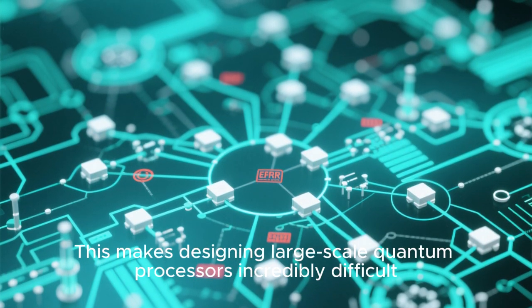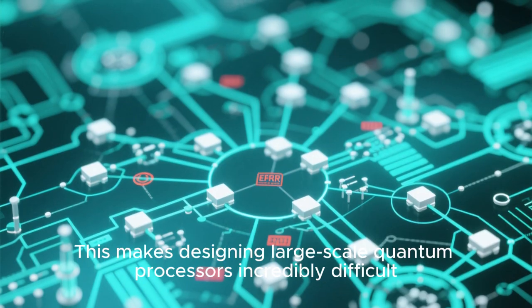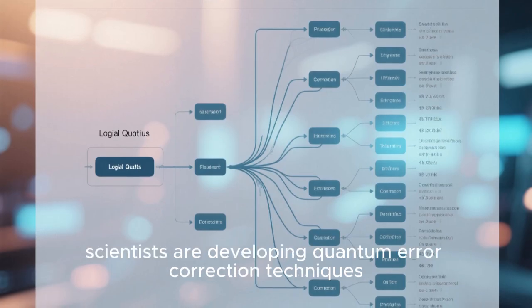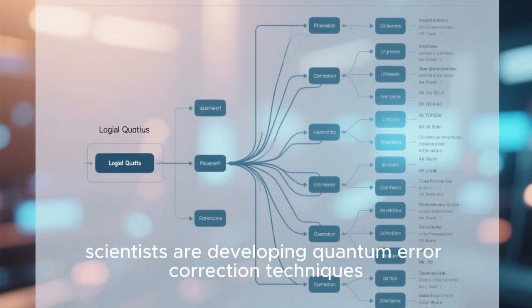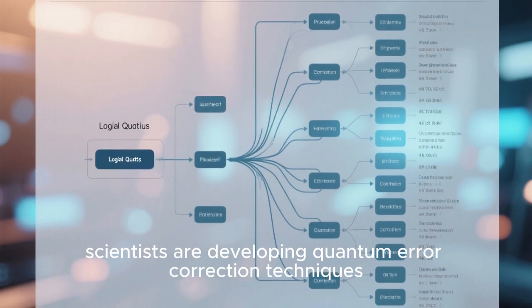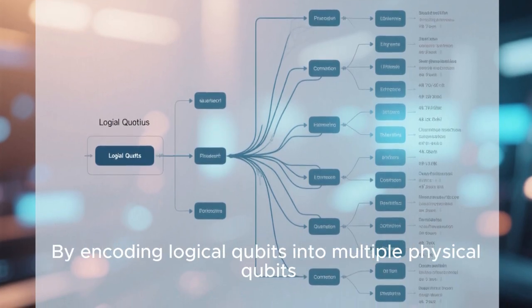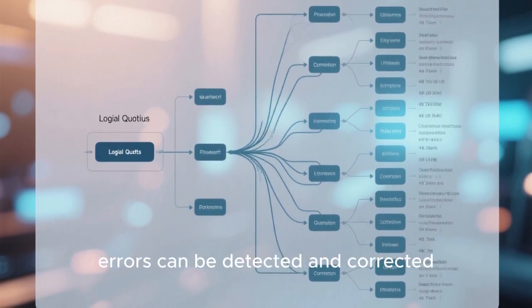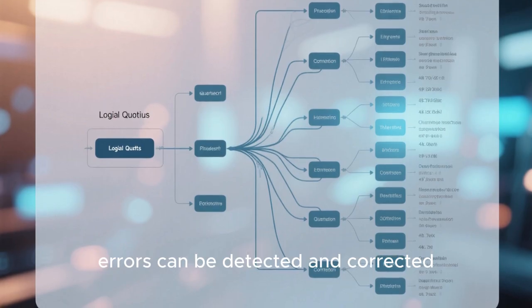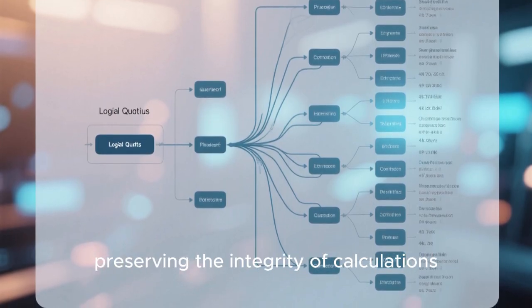This makes designing large-scale quantum processors incredibly difficult. To address these issues, scientists are developing quantum error correction techniques. By encoding logical qubits into multiple physical qubits, errors can be detected and corrected, preserving the integrity of calculations.